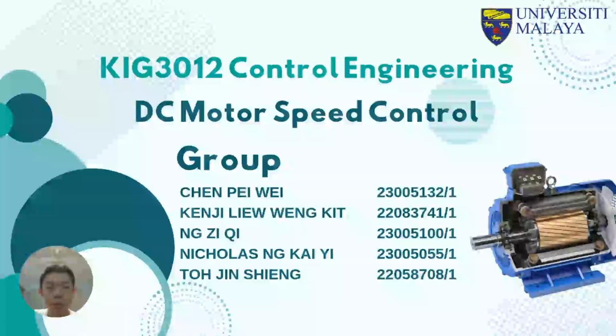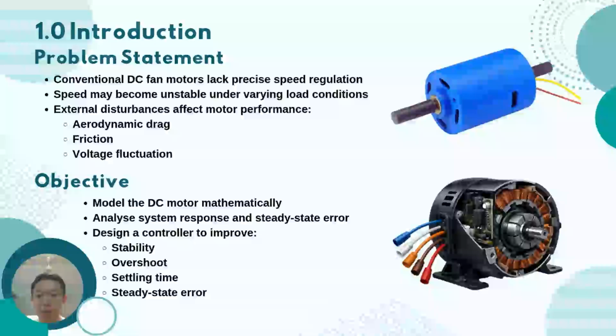Our project is about DC motor speed control for electric fan applications. DC motors are commonly used in modern fans because they are energy efficient, quiet and easy to control. However, conventional DC motor systems often suffer from poor speed regulation, especially when there are disturbances such as aerodynamic drag, friction, or voltage fluctuation. Without a proper feedback controller, the motor speed may become unstable, sluggish, or unable to maintain the desired rotational speed under varying load conditions.